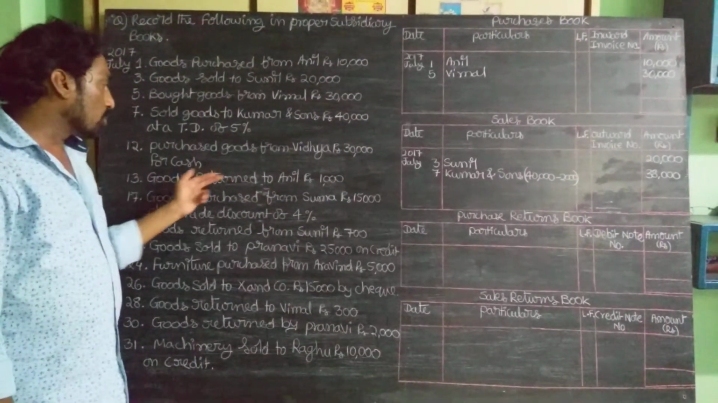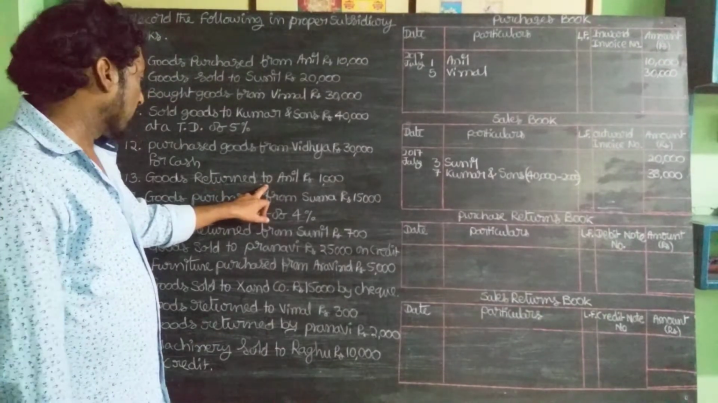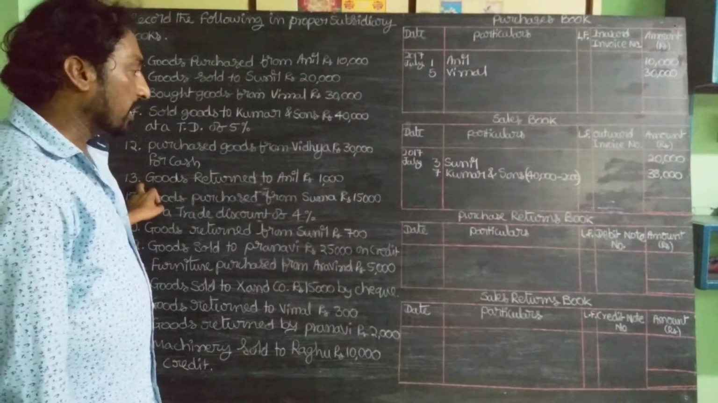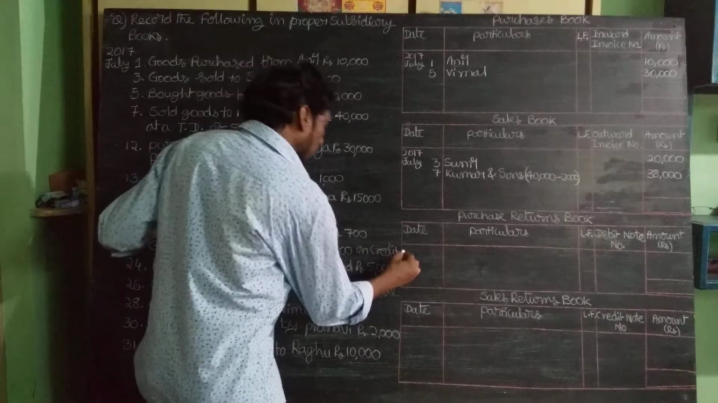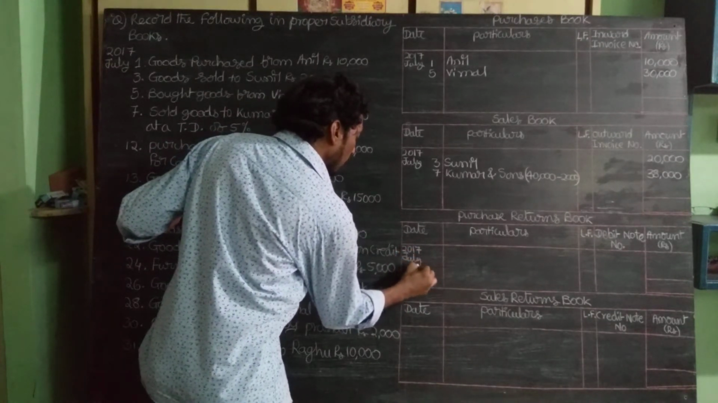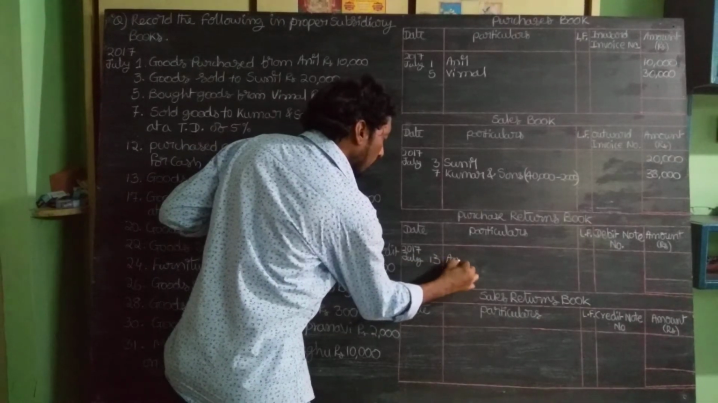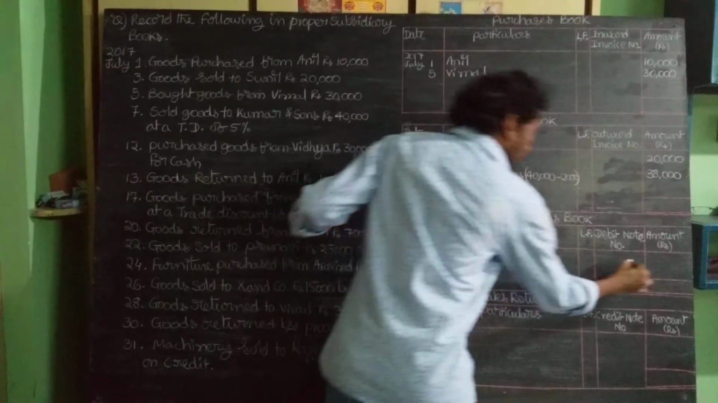Next, 13th date, goods returned to Anil. Goods returned to means purchase returns. So 13th date, purchase returns book, 2017 July 13th, Anil, 1,000.